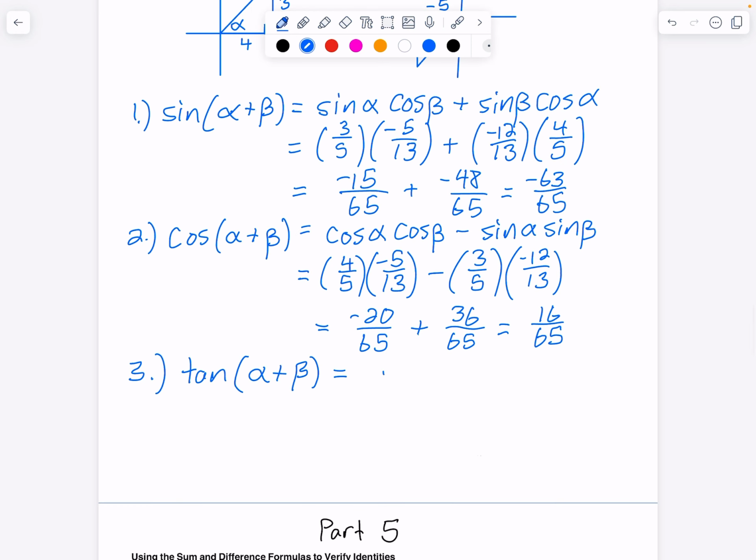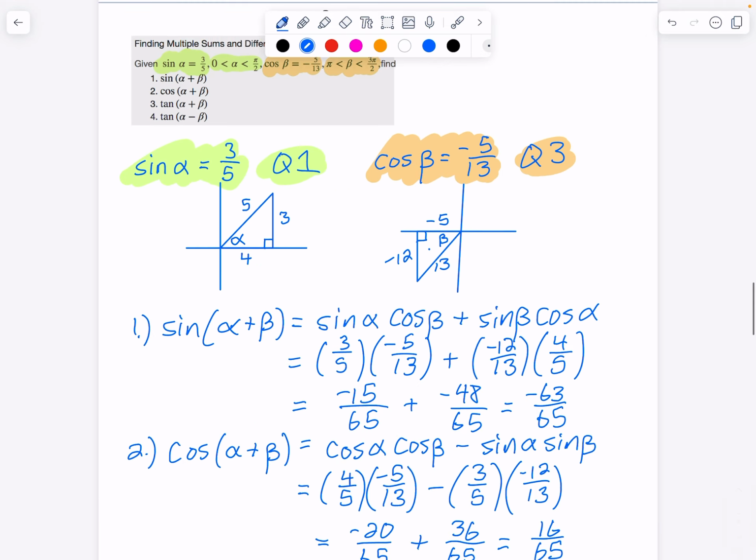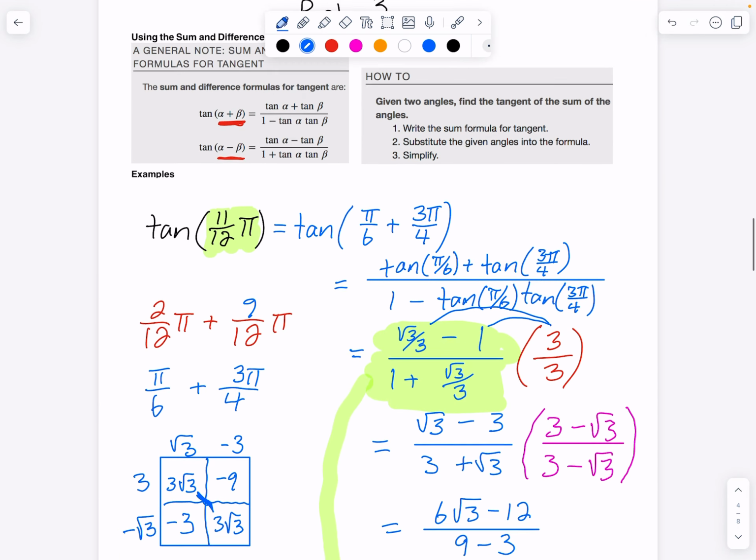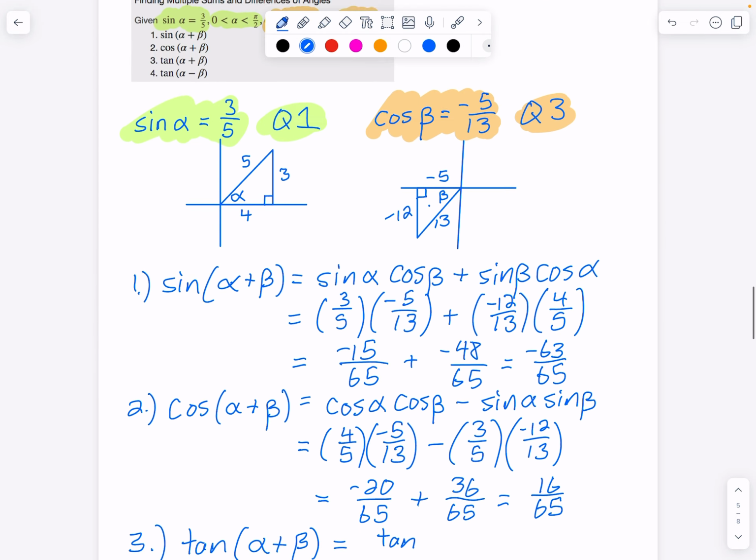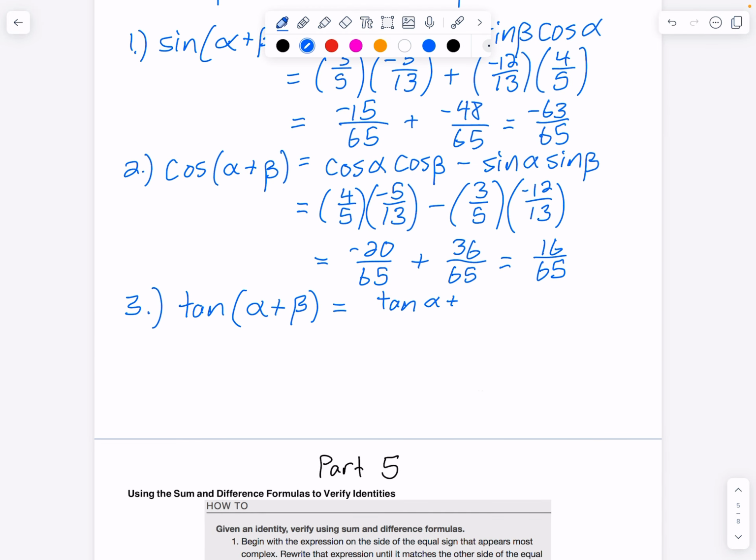Okay, so I'm going to write the formula out. Tangent of alpha plus beta equals tangent alpha plus tangent beta, all over the opposite sign on the bottom: 1 minus tangent alpha times tangent beta.